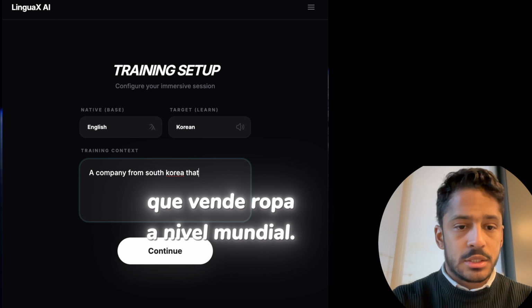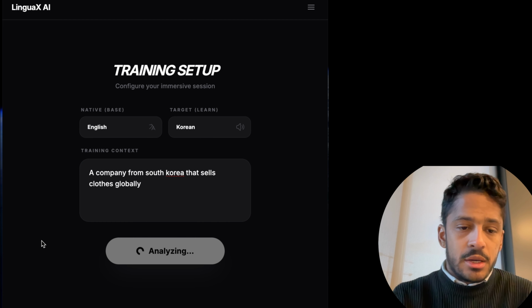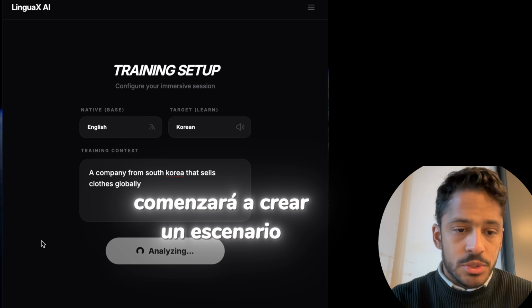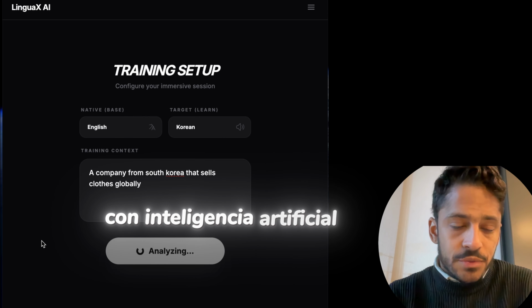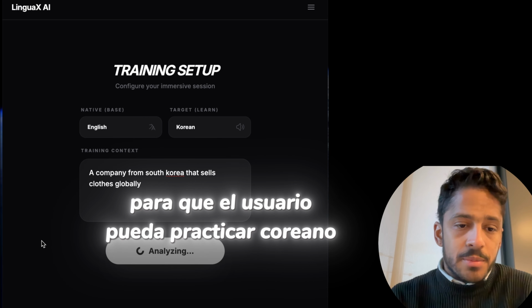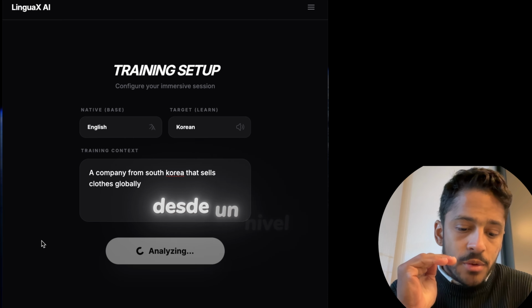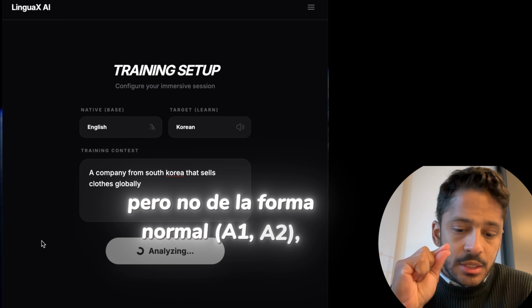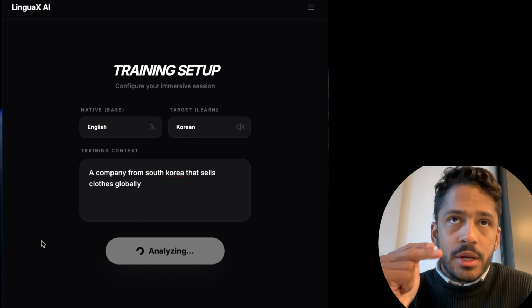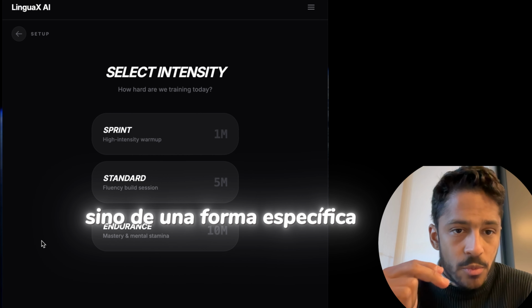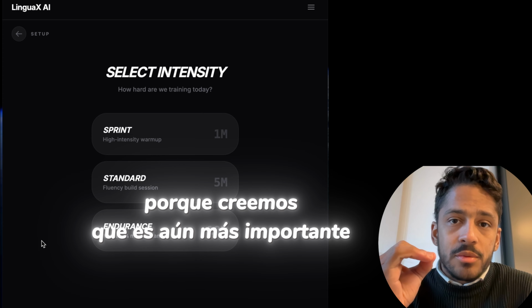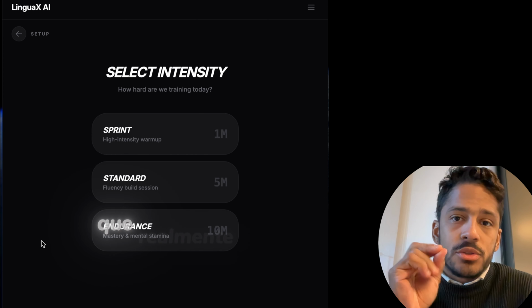that sells clothes globally. So again, our technology will start to create a scenario with artificial intelligence so the user can practice Korean in that specific context from a very basic level, but not the normal way, A1, A2, but the specific way, because we believe it's even more important that you practice something you are interested in.